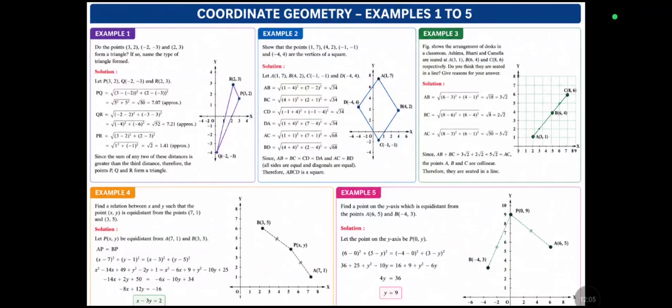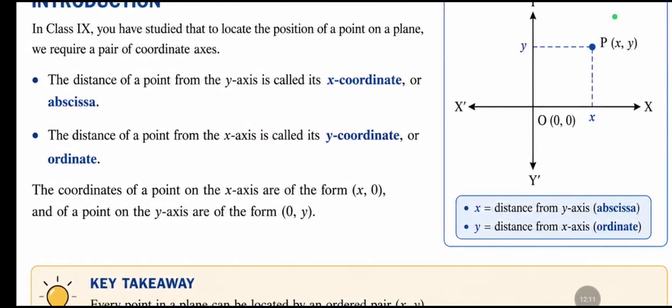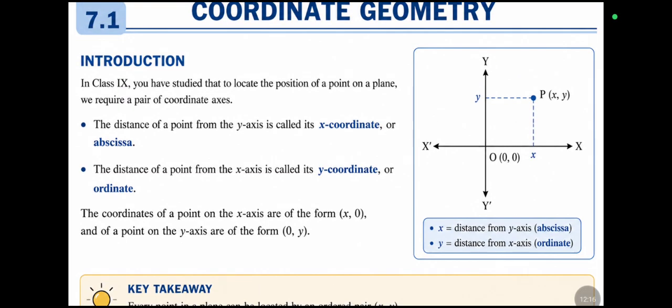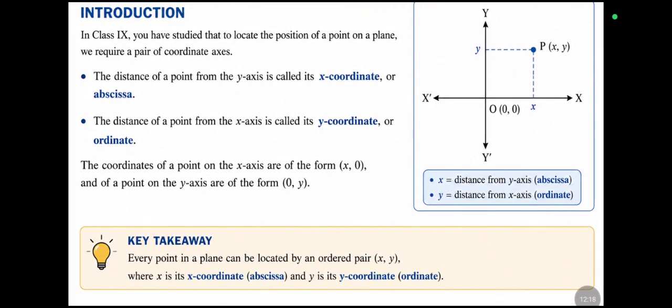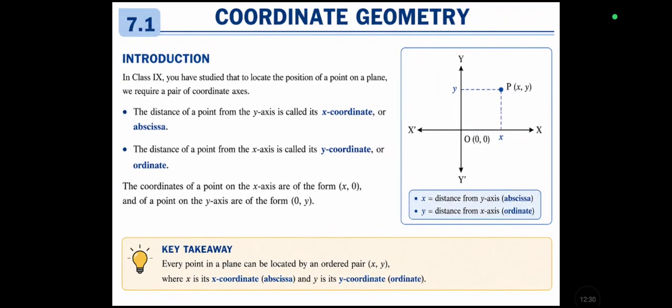Now, before I complete this topic, we have to look at the key concepts. Okay. Here are the key concepts. The distance of a point from the y-axis is called the x-coordinate. And the distance of a point from the x-axis is the y-coordinate. Okay. And the distance formula also.